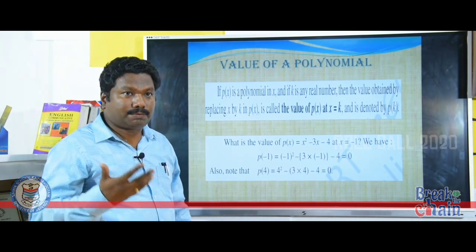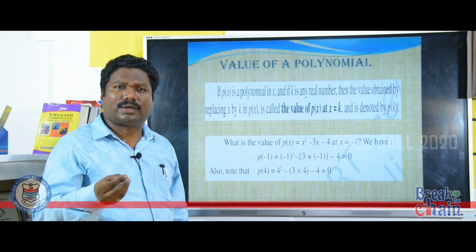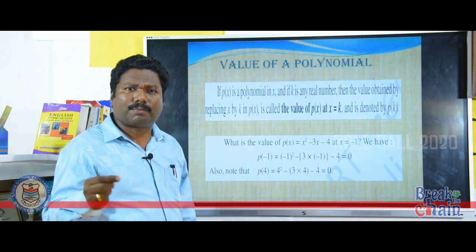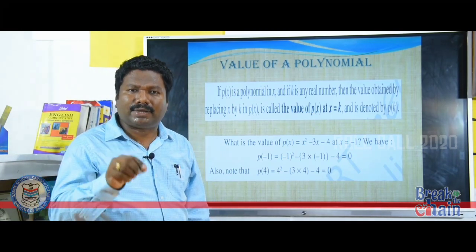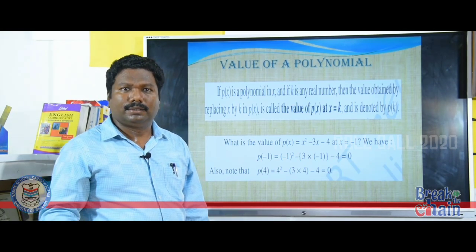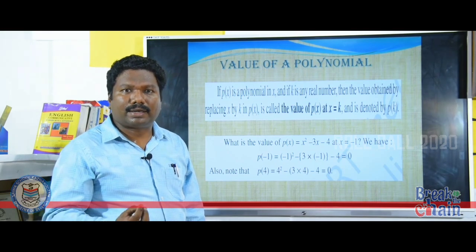Once again, I will explain the definition of the value of a polynomial. One polynomial in general form is ax square plus bx plus c. Replace the variable x by a real number k. That is what is called, at the end we will get a value, a real constant value.